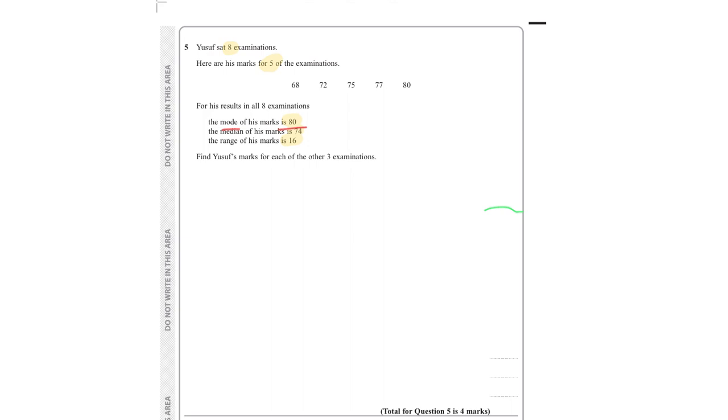Now, straight off, we can work out the mode as 80. That tells us that there has to be another 80 in there. We then know that the range of the marks is 16. So 80 minus 16 gives me a value of 64. So 64 must be the other value.